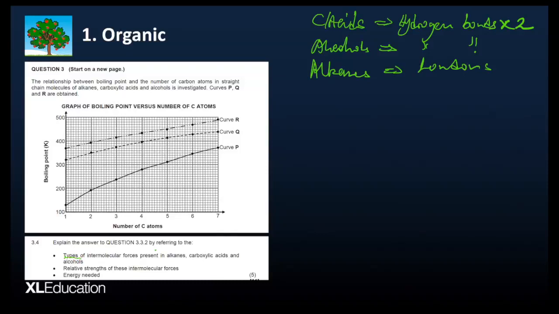Referring to type of intermolecular forces present in alkanes, carboxylic acids, and alcohols, these are the types that you have mentioned. Also, the relative strength of these intermolecular forces plus the energy. So this is how you should answer our question. Carboxylic acids, they've got hydrogen bonds. Alcohols, they also contain hydrogen bonds. Alkanes, they contain London forces. Right. Then the next point, now we are commenting about the relative strength of these intermolecular forces.